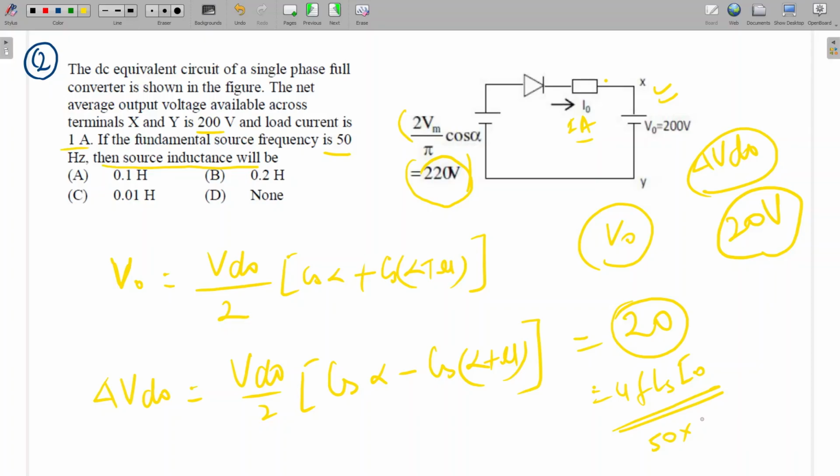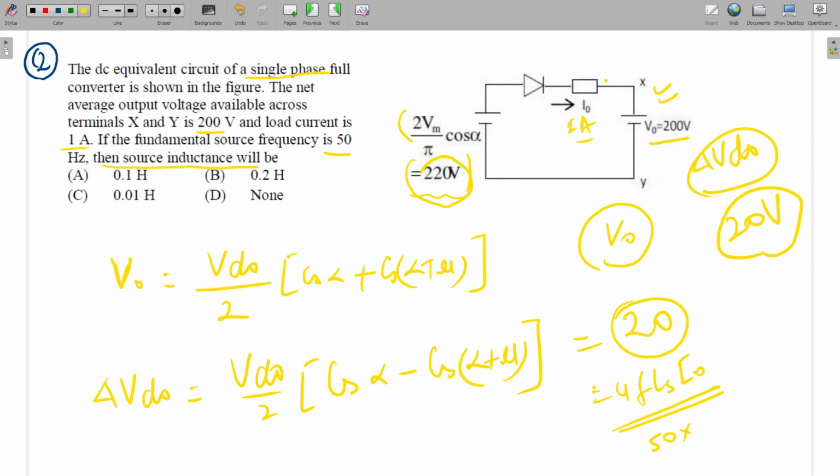It is a single phase full converter. Here it is given as 2 Vm upon pi cos alpha. This is for single phase full converter. So actually they are saying that at some particular alpha we are getting this value, but the output value we are getting is this much due to the overlapping part. So how much is the drop?